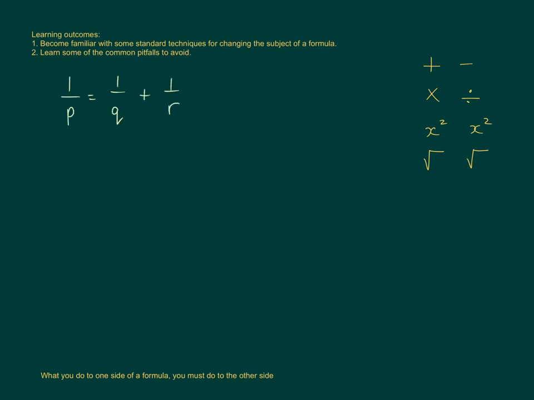This is another formula that should be familiar to those of you doing physics. So as with any equation or formula involving fractions, we first of all try and eliminate the fractions. So as we did before, we multiply each term by the lowest common multiple of the denominators. If you look at the denominators there, they are P, Q and R. The lowest common multiple is PQR. So we multiply each term by PQR.